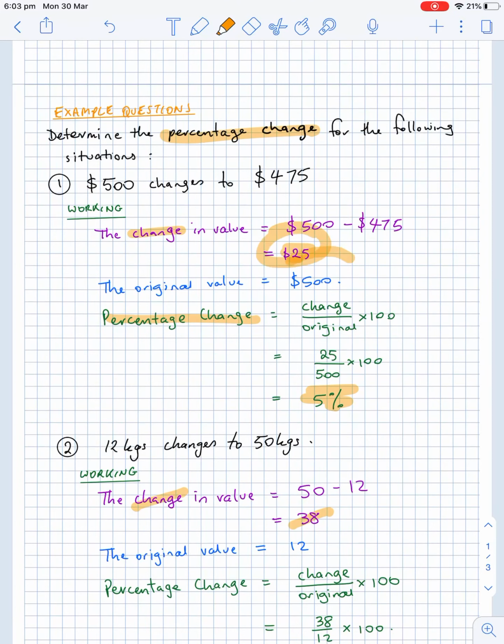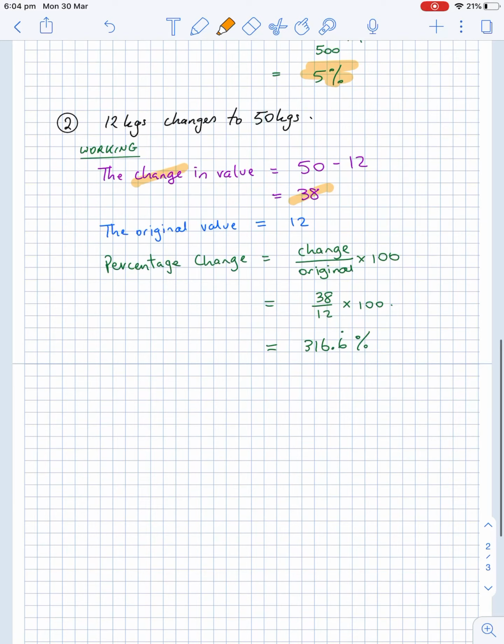So when we have this number and this number, we have enough to use our formula for percentage change. The change was 25 bucks and the original was our 500, and we times by 100. When we put that into a calculator, it comes out as 5, so 5% is our percentage change. As simple as that. There really is not much to this formula, guys. You just find the change and the original value, and you have enough to use it.